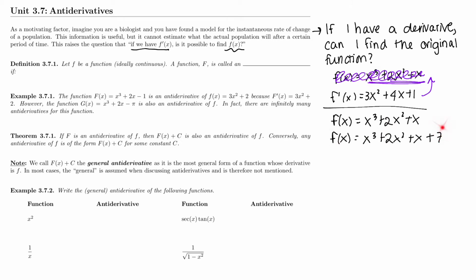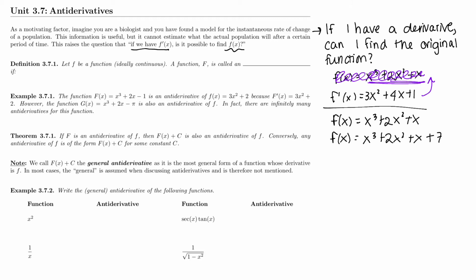There's infinitely many combinations you can have because I could add any constant at the end here, and that constant will give me the same derivative. So that's the fun thing about what we're calling antiderivatives. So antiderivatives are, what's the function that gave me this derivative?